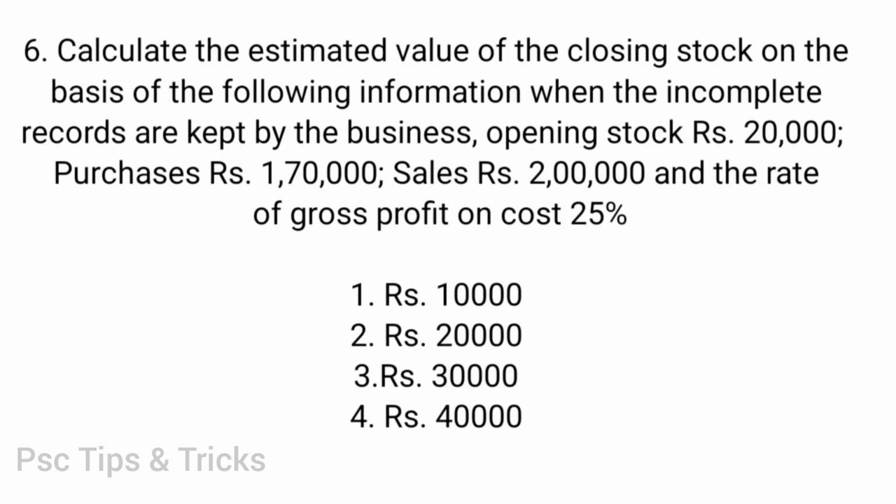Calculate the estimated value of the closing stock on the basis of the following information when incomplete records are kept by the business. Opening stock rupees 20,000, purchases rupees 1,70,000, sales rupees 2 lakh, and the rate of gross profit on cost 25%. Options: rupees 10,000, rupees 20,000, rupees 30,000, rupees 40,000. Answer: Rupees 30,000.